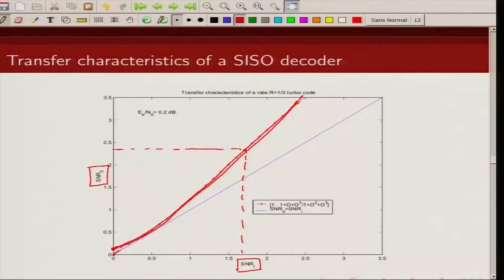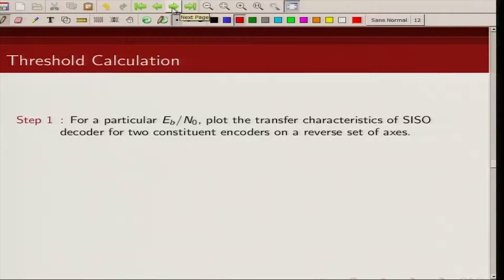And for comparison's sake, I have drawn this line, which is SNR in equal to SNR out. Now, if you have a symmetric turbo code, you obviously would like your transfer characteristics to be above this line. Now, how do we use this transfer characteristics to compute the decoding threshold? How do we find the minimum SNR under which our iterative algorithm will converge? For that we need to do this threshold computation. So, how do we do this threshold computation?